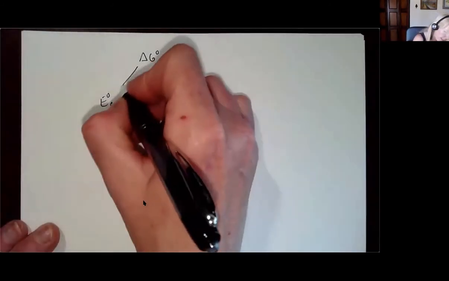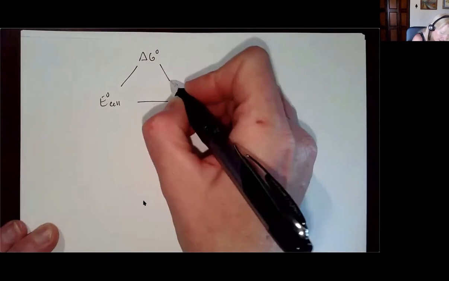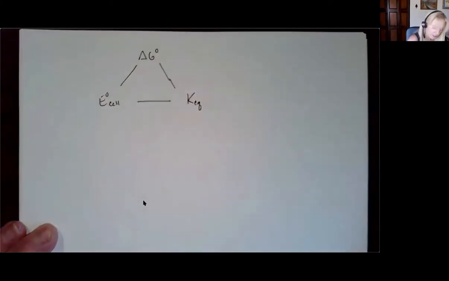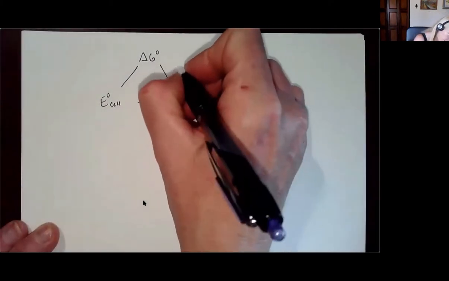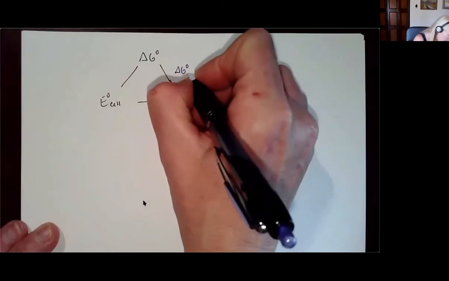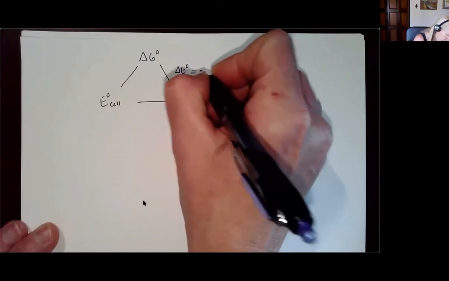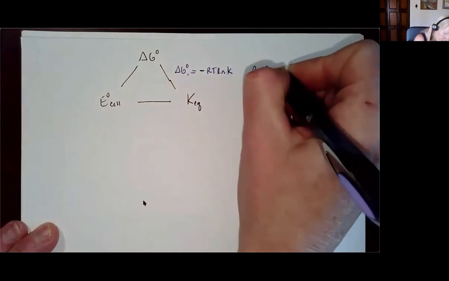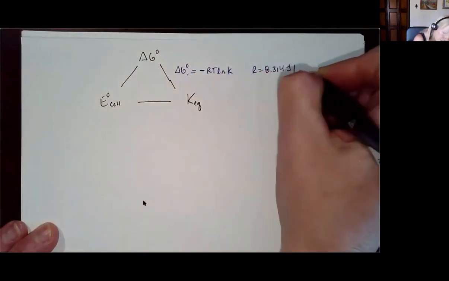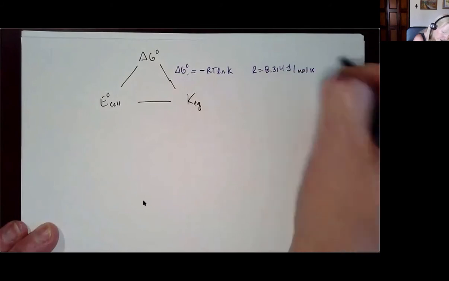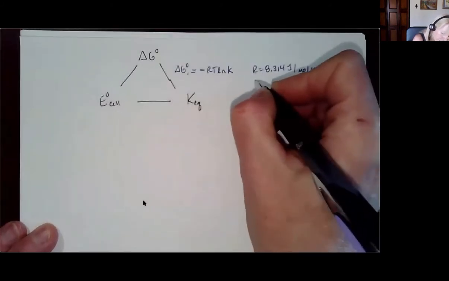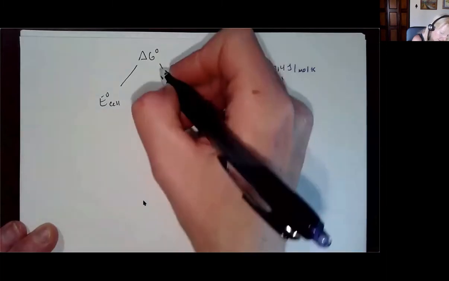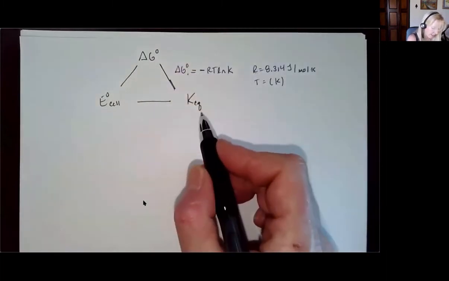We learned in the last chapter that we can relate these two together using this equation here. Delta G under standard conditions is going to equal negative RT ln K. And R was 8.314 joules per mole Kelvin. And temperature was in Kelvin. And so that relates delta G and K eq.